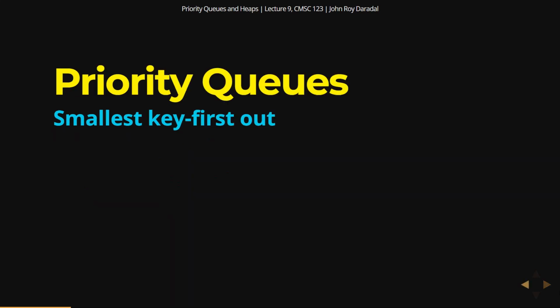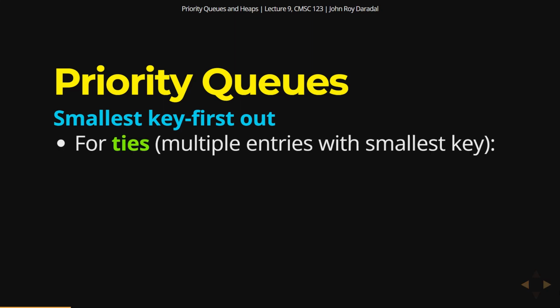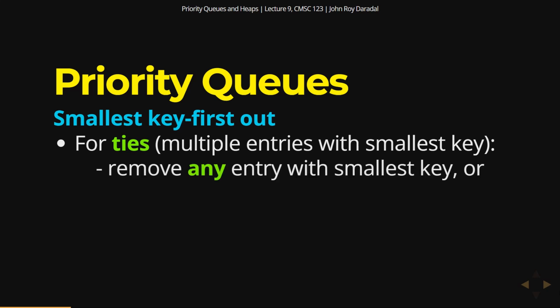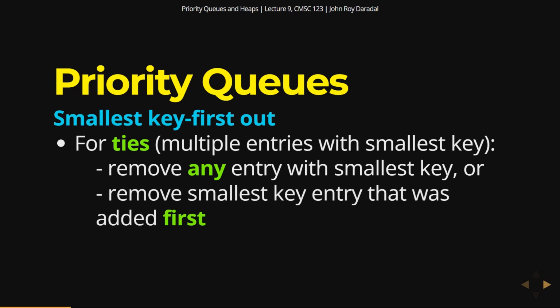So going back to our priority queues, we said that we follow the smallest key first out principle. But what if there are ties? For example, there are multiple entries that have the same key, that is the smallest key, right? So what should you do? You can do one of two things. You can either just remove any entry with the smallest key. For example, there's an entry with key 0 A, and then there's 0 C, and 0 is the smallest key. So you can just remove any of them, or you can also remove the smallest key entry that was added first. So you could use first in first out as the tiebreaker if you want to.